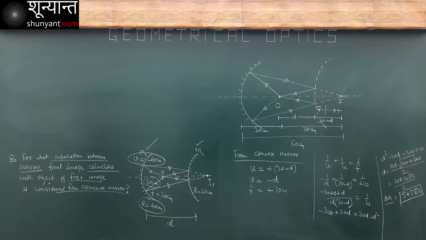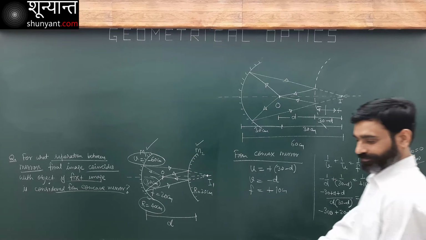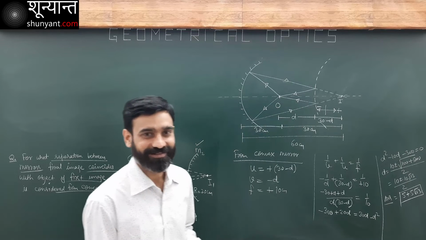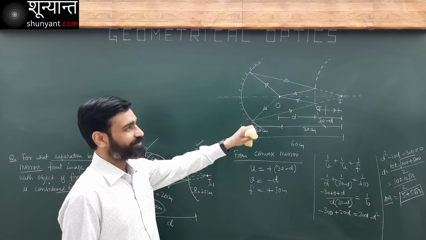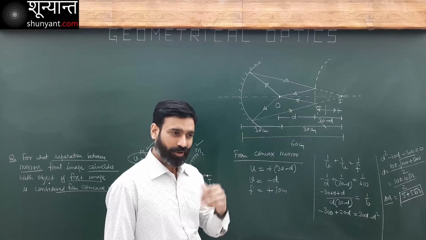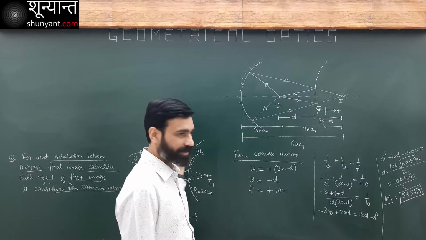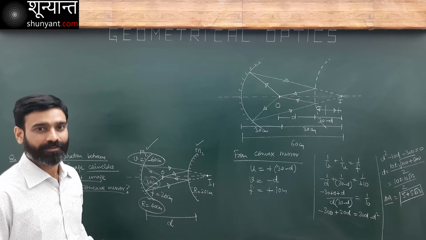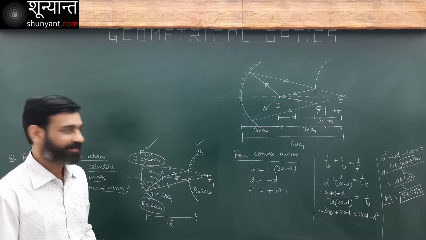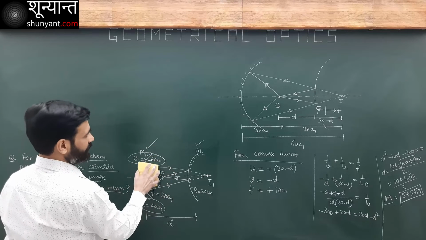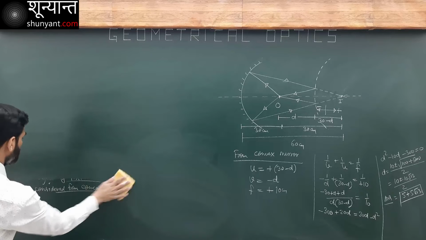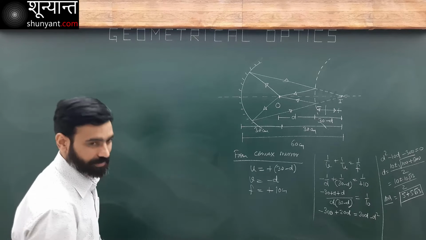But this is only one of the answers. Try to understand this. In this case, the final image is going to coincide here. But this is only one of the answers. We are going to get several answers for this problem. We are going to get at least 2 more. Let's see how. This is one way of getting the final image coinciding with the object. Now there is one other way.